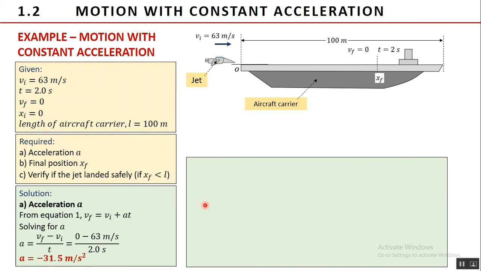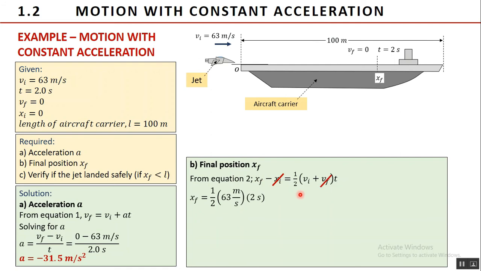Letter B, we select equation 2 in solving the final position x sub f. From this equation, we can eliminate x sub i and v sub f since their values are zeros. Always remember we can eliminate immediately from the equation those with zero values. This is to make our equation simpler. Then substituting the given values, 1/2 of 63 times 2 will give the jet's final position of 63 meters. By the way, you can also use equation 3 to solve for x sub f, but make sure you have answered acceleration in part A correctly.